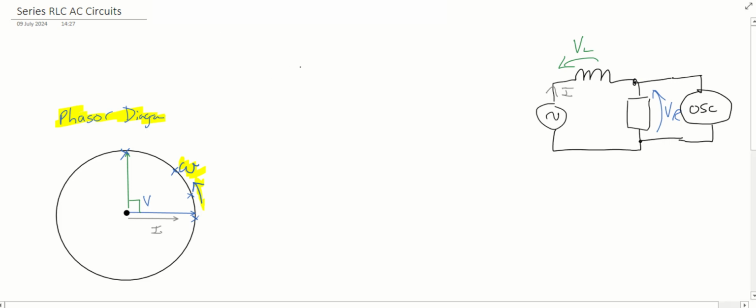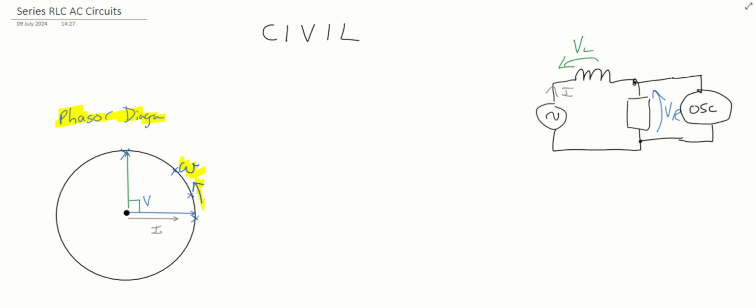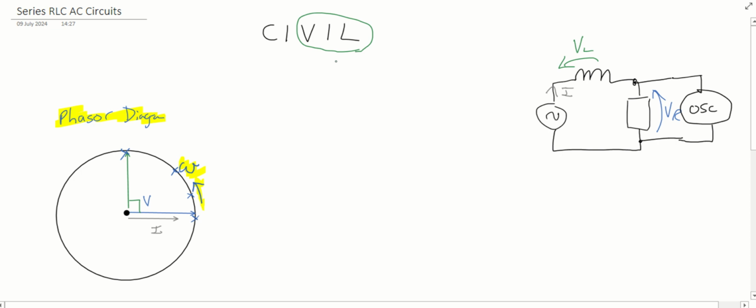Right, so one easy way of remembering where the inductor and the resistor and the capacitor are in relation to each other is to use the acronym CIVIL. Okay, so if we've got an inductor in the circuit, we'd circle this part of the acronym and read from left to right, and we'd say that the voltage leads the current by 90 degrees. That is for an inductor.